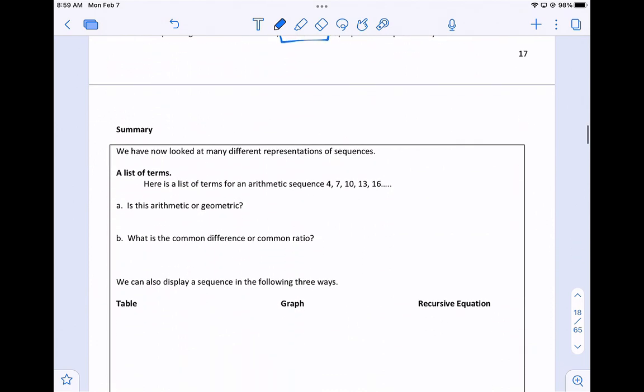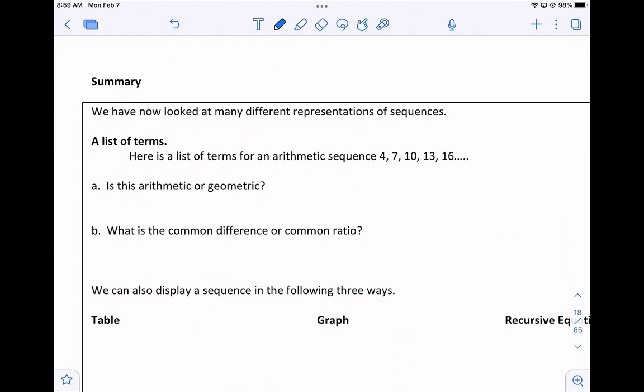So quick summary, and then in class we'll take a quick assignment check where we can use our notes, and it'll be on the first 5 days. It says we have now looked at many different representations of sequences. We've looked at arithmetic, geometric, and neither, and different ways to represent those. So here's an example, a list of terms. A list of terms is your sequence, your ordered list of numbers.